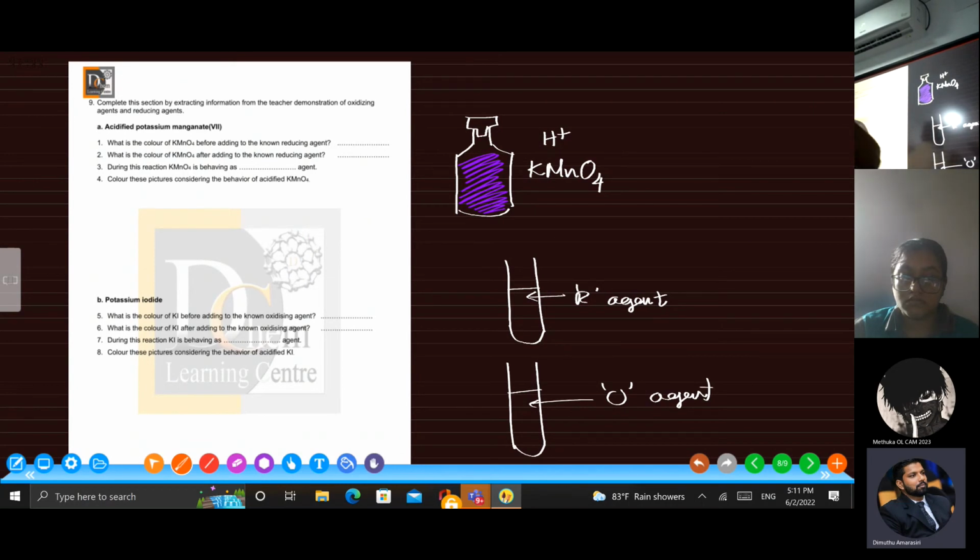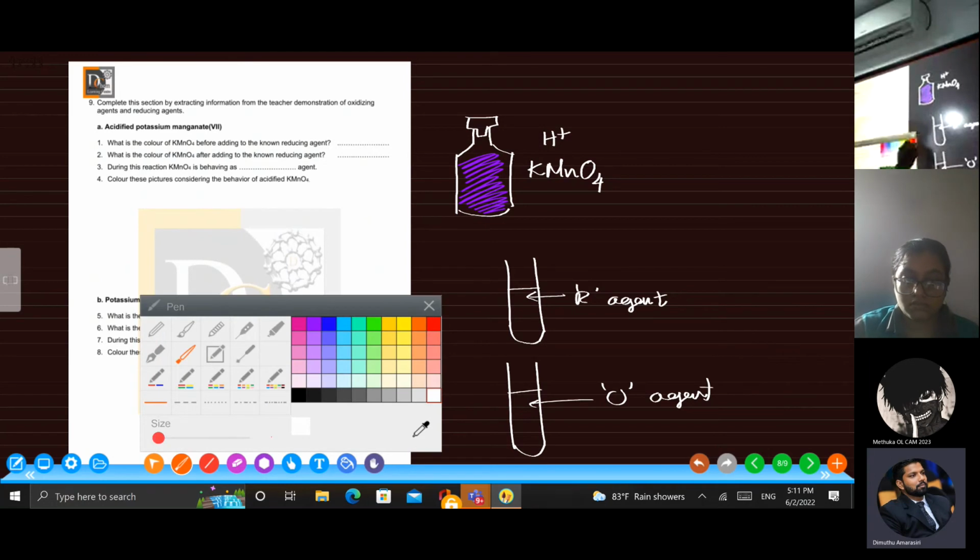To check it, what do you have to use? To check an oxidizing agent, we can use a reducing agent. Here is the common reducing agent we have in the laboratory. What is this? Potassium iodide. Both are potassium. KMnO4 is our non-reducing agent, I mean our oxidizing agent, and potassium iodide is the reducing agent.